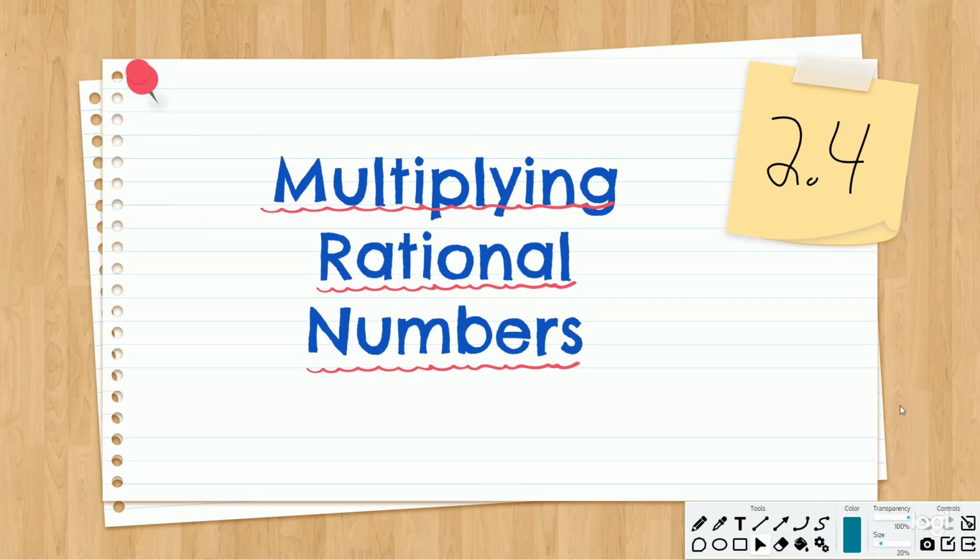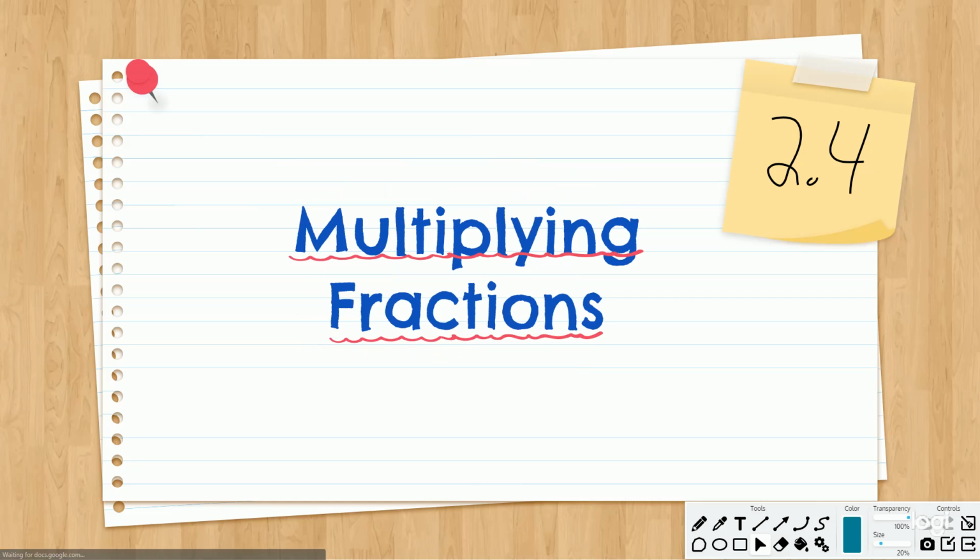Okay, everyone, today's lesson is on multiplying rational numbers. This is the second part of the video. It's chapter 2.4, and today's lesson is going to focus specifically on multiplying fractions. In our previous video, we had multiplying decimals, and we previously have done divisibility tests, which will help us with our multiplying fractions as well.